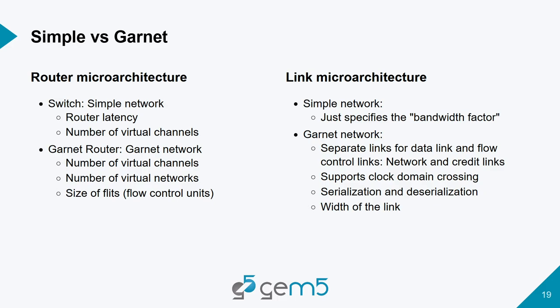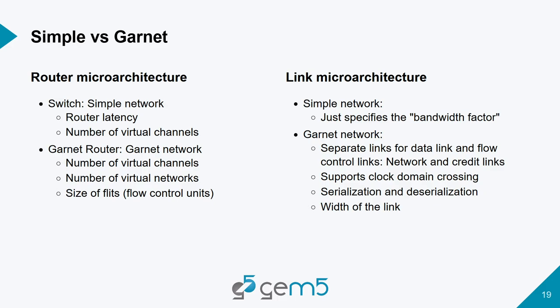OK. So here are the trade-offs between the simple network and Garnet. In the simple network, the router microarchitecture is quite simple. All you can specify is the latency and the number of virtual channels. Whereas with the Garnet router, you can specify the number of virtual channels on your router. You can also specify the number of virtual networks, which is subtly different somehow. I don't actually know. And you can also specify the size of the flit in the router.